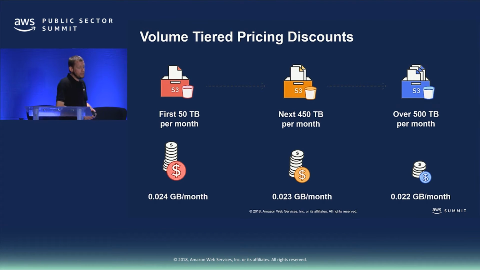As an example, and these are prices from the UK region, if you look at the first 50 terabytes per month, you're charged 2.4 cents per gig. For the next 450, you're charged 2.3 cents per gig, and then it goes down to 2.2 cents per gig. Doesn't sound like much, but when you're starting to talk about petabytes and petabytes of storage, those costs begin to become significant.